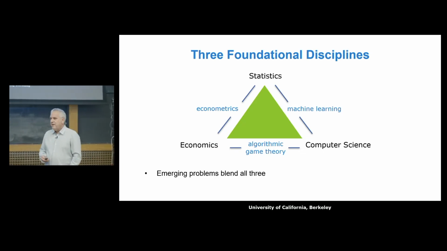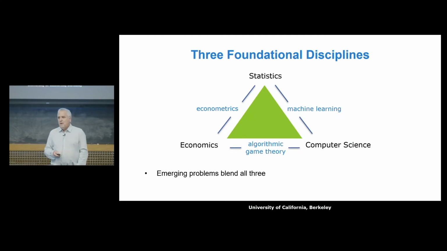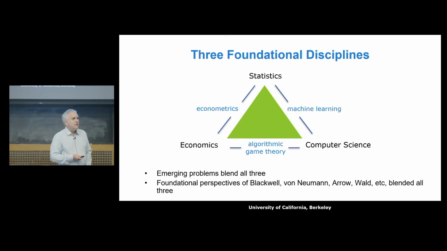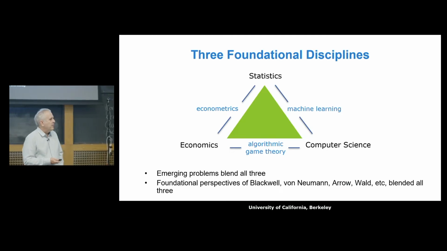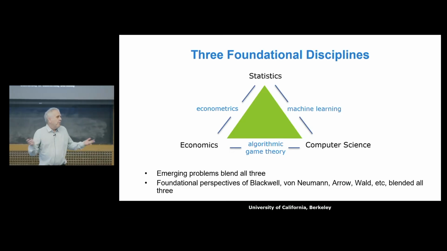All right, so the point then is that emerging problems blend all three, and this is something all of you already believe and know. But the other point I want to make is that our founders, people like Blackwell, von Neumann, Arrow, Wald, and all that, would have totally got this. They were in all three fields. They were really mathematicians, but they didn't distinguish among these fields. Blackwell certainly was a statistician. I got to know him, luckily. But he did a lot of work in computer science, and certainly a lot of work in economics and beyond. And by the way, this triad, also control theory and applied math, are all kind of part of it. But these perspectives of computation and inference and incentives have to be blended.